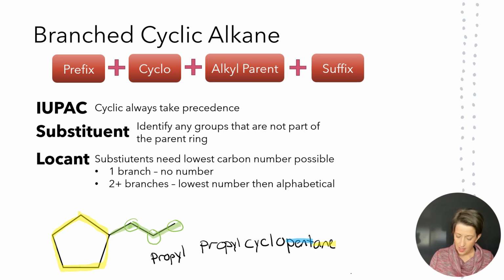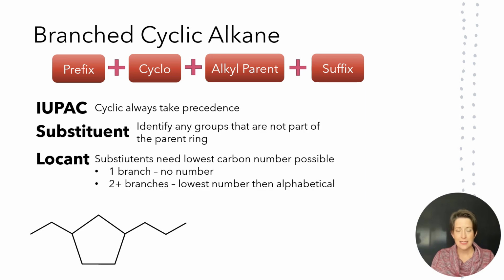So this becomes propylcyclopentane. As I had mentioned, if you want to put 1 in front of that to tell you where that propyl group is, you can. It's just not required when it's cyclic compounds. Now we're going to look at a cyclic structure that has 2 substituents on it. We have the same ring as we saw in the previous example.